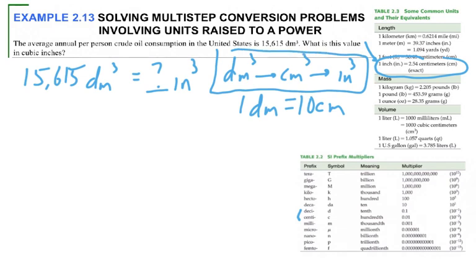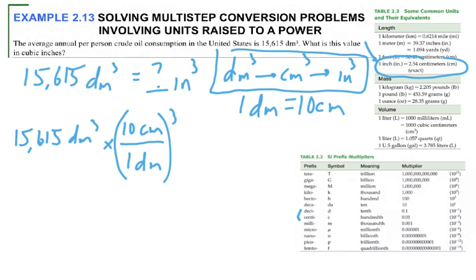So first, I'm going to write the given. I'm going to put cubic decimeters. And then I'm going to use this conversion factor. In a decimeter, there are 10 centimeters. Now, we're going to have to cube this because we need it cubed. Right now, it doesn't match the way it's written. So let's go ahead and cube it. So I'll put this on the bottom here.